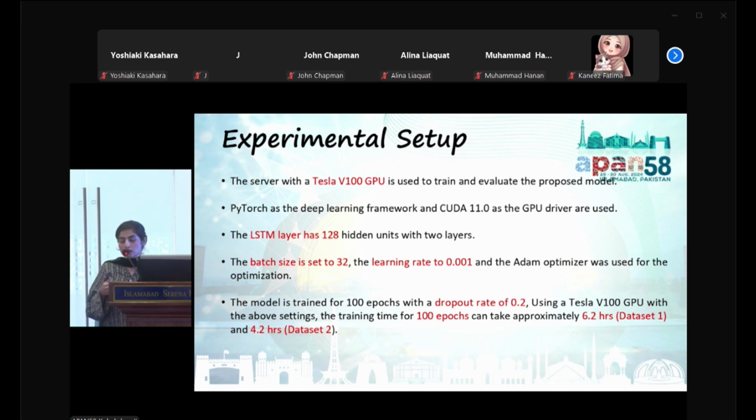The LSTM layer has 128 hidden units with 2 layers, the batch size is set to 32, the learning rate is set to 0.001, and the Adam optimizer was used for the optimization process. For 100 epochs with a dropout rate of 0.2 and using a Tesla V100 GPU with the above settings, training takes approximately 6.2 hours for dataset 1 and 4.2 hours for dataset 2.